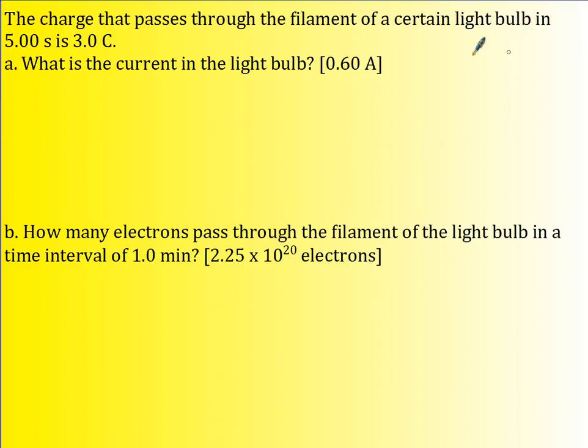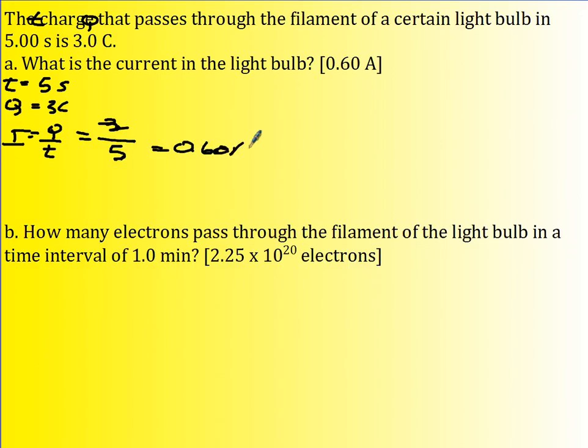Now, on this one, I have a charge that passes through a filament of a certain light bulb. In 5 seconds it is 3 coulombs. What's the current? This is the time, and this is the charge. So the time is 5 seconds. The total charge is 3 coulombs. So current is charge divided by time. So this is 3 divided by 5, or 0.60 amps.